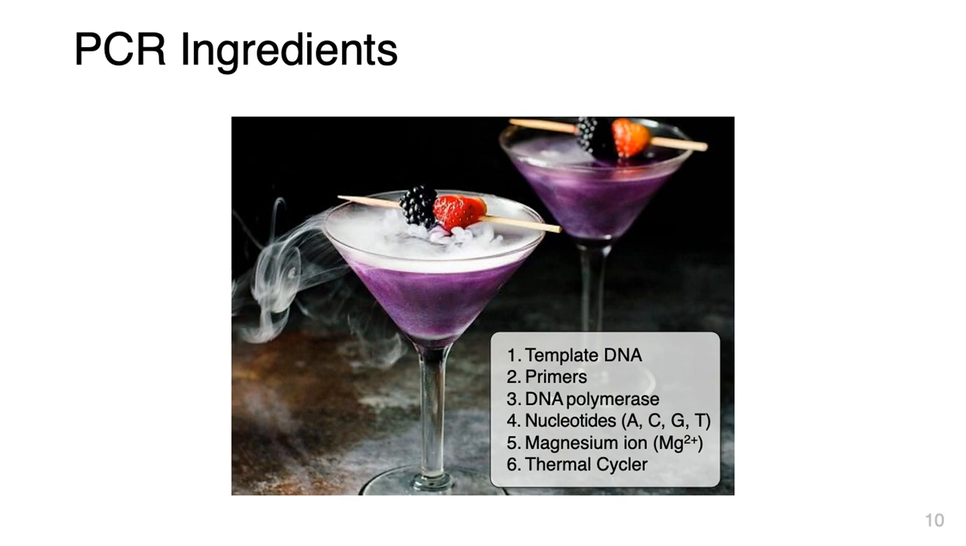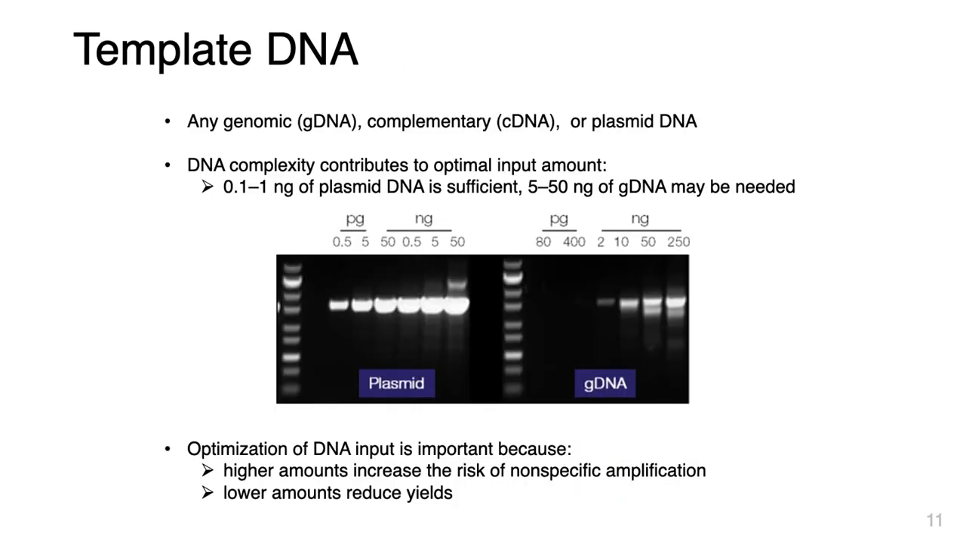There are six ingredients that are needed for a polymerase chain reaction. You need template DNA, primers, a DNA polymerase, the four nucleotides, magnesium ion, and a thermal cycler. The first ingredient is template DNA. This can be any DNA, whether it's genomic, complementary, or plasmid DNA.